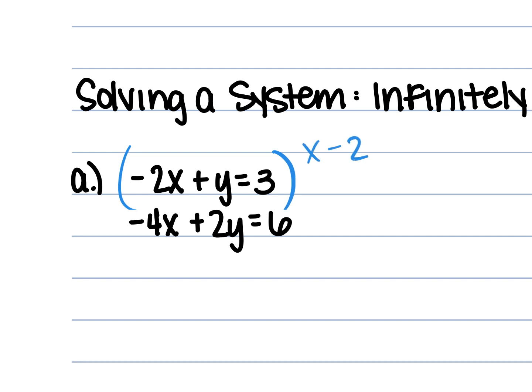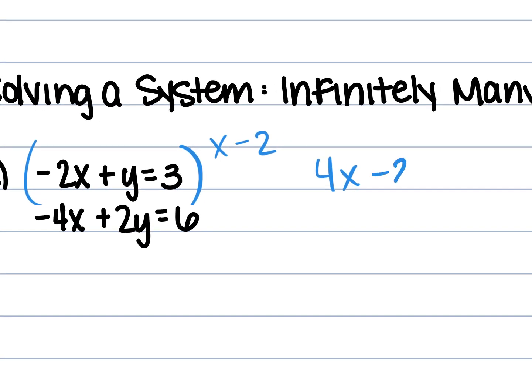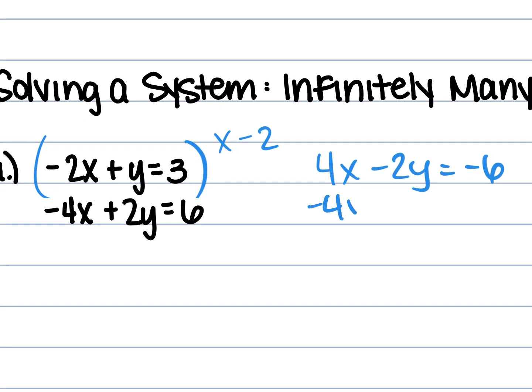Let's do that. -2 times -2x is going to give me positive 4x. -2 times positive y is going to give me -2y. And -2 times 3 is going to give me -6. Then we have -4x on the bottom, positive 2y, and positive 6. Caden, do I have a match? With what? All of them, okay? So we just add these together. Caden, what do I get?